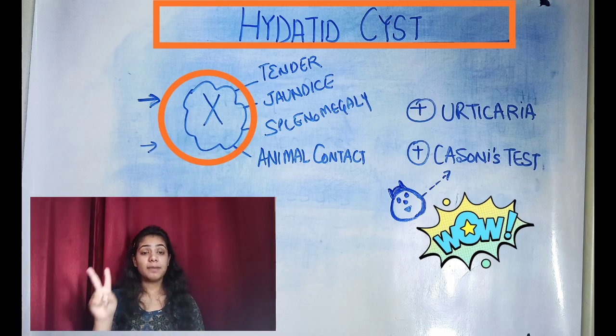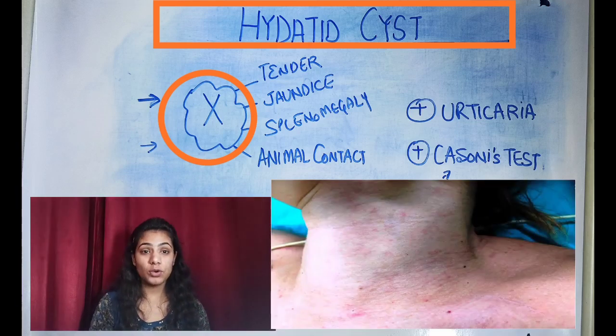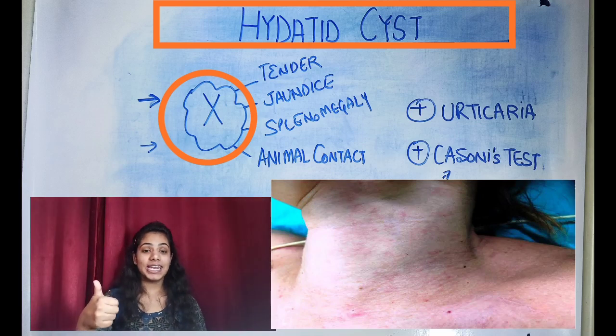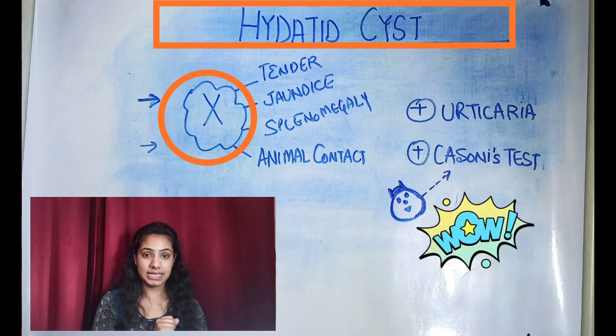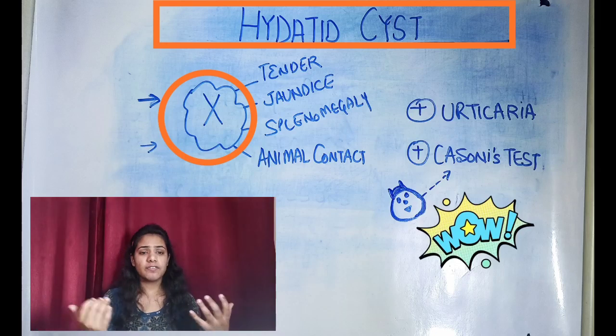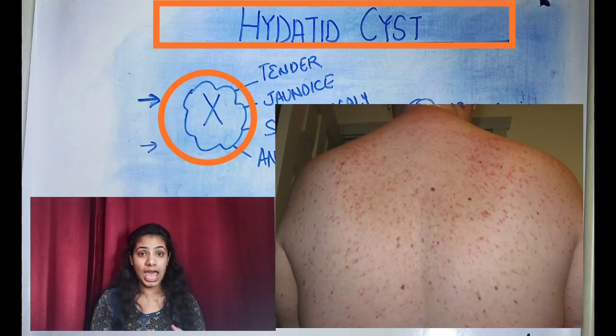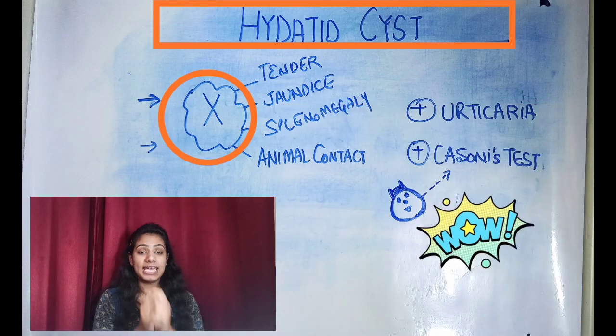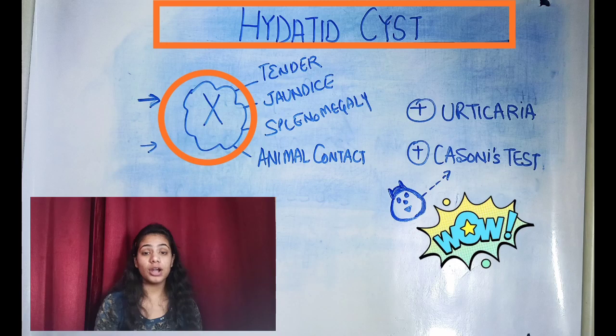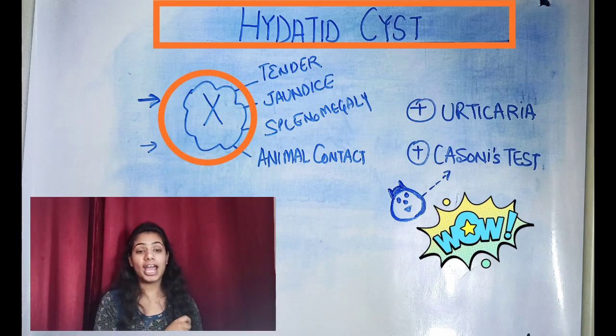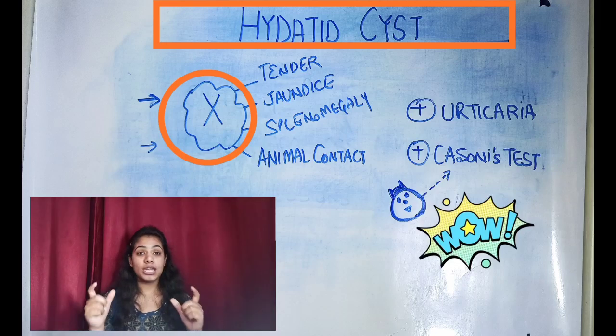Two things that are very peculiar and will help us diagnose it are urticaria and Casoni's test. Urticaria is basically a skin condition. There will be some patches on the skin, and that will help us in some cases to diagnose hydatid cyst. And the second, sure shot in 99.9% of cases, positive and specific for hydatid cyst, is Casoni's test.